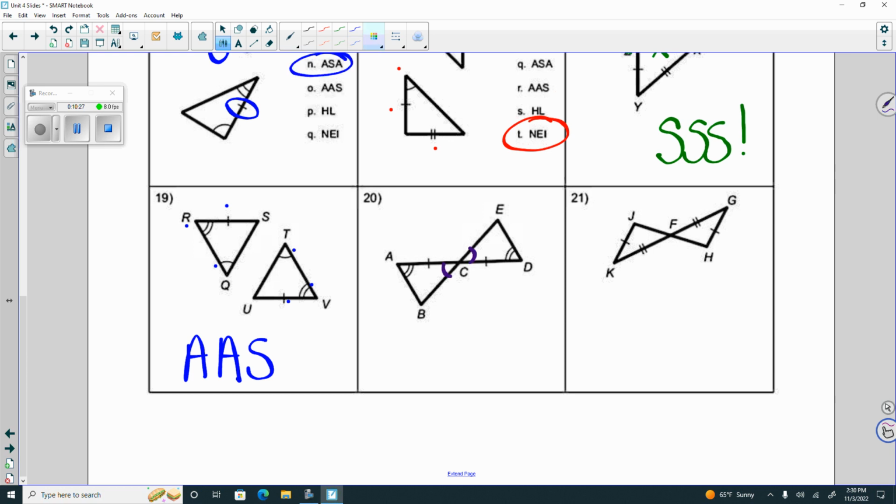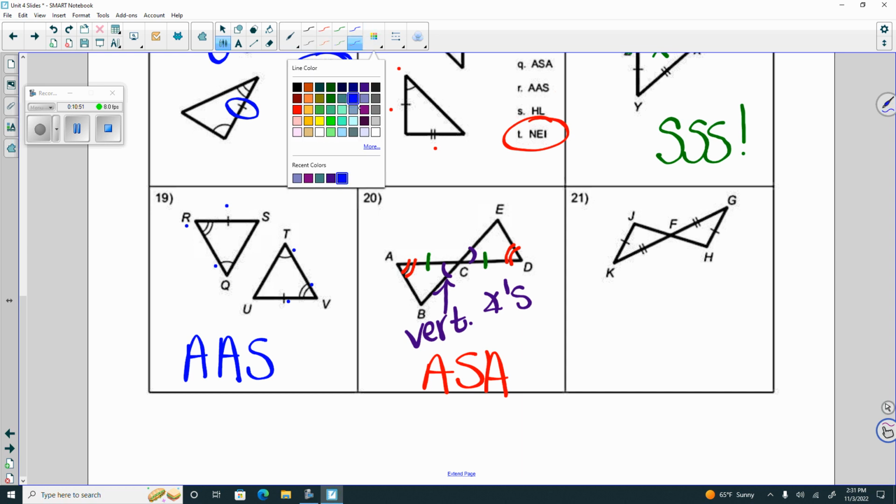In number 20, you should notice that we have vertical angles here. So vertical angles are always congruent. And we have a pair of vertical angles that are congruent, a pair of sides that are congruent, and then another pair of angles that are congruent. Notice how the side is between those two congruent angles. So we're going to have angle, side, angle here.